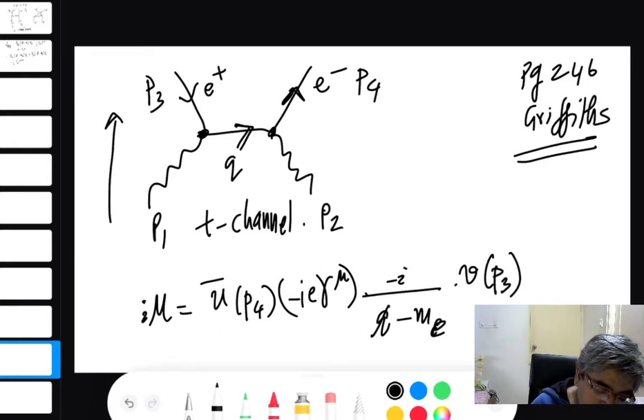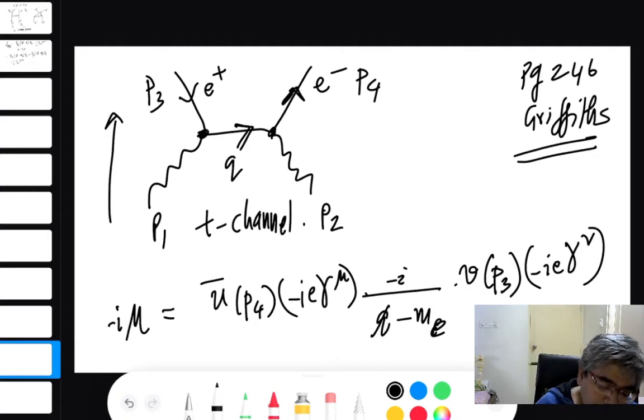But then essentially there are these two wave functions sitting here. One corresponds to P1, and another corresponds to P2. And in writing this, I also have not considered the second coupling. So this also has i e gamma nu, and then there is also the wave function of the photon coming in. The photon wave function I have to write down as epsilon mu.